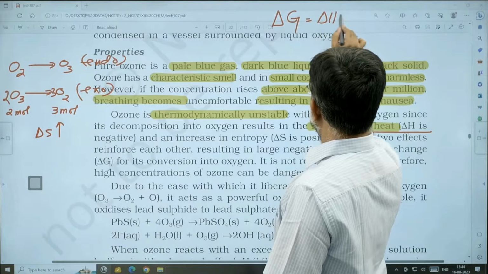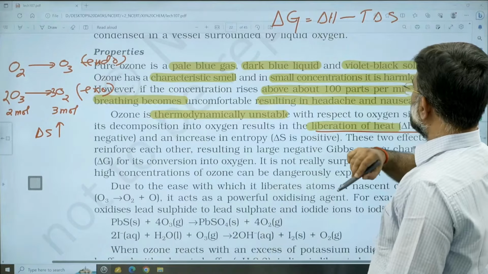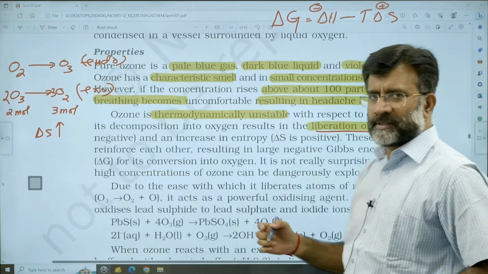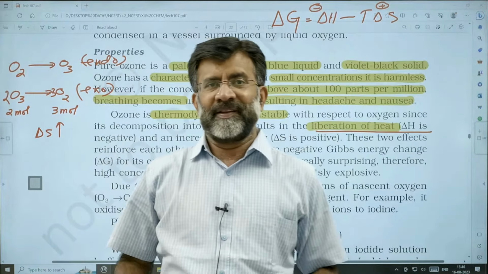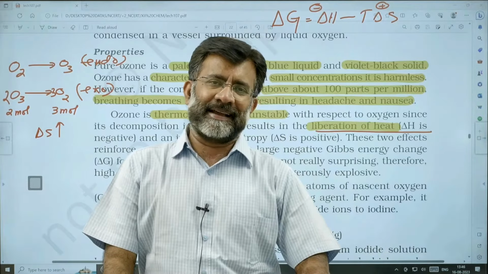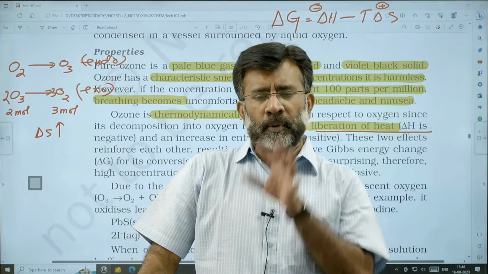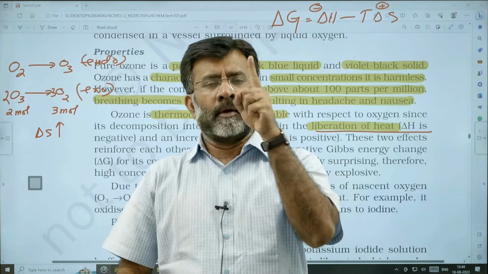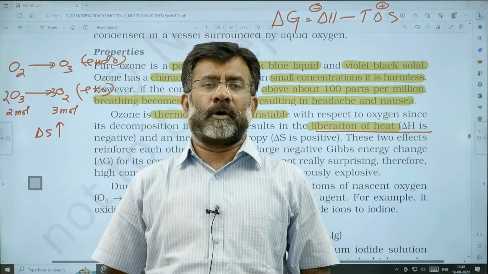Delta G is equal to delta H minus T delta S. This is negative, this is positive. That means delta G is highly negative. That means the reaction is highly spontaneous. So both the thermodynamic energy factor and entropy factor favor the decomposition of ozone.